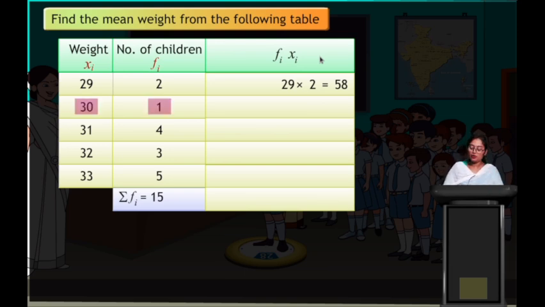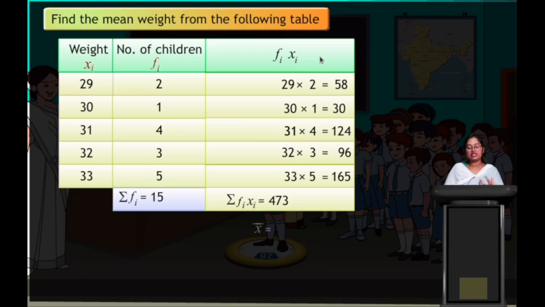What about 30 into 1? It is obviously 30. Then 31 into 4? Yes, 31 into 4 is equal to 124. And 32 into 3 is equal to 96, and 33 into 5 is equal to 165. So next we have to find out the summation of fi xi. That means we have to add all these values. So the sum of these values is equal to 473.